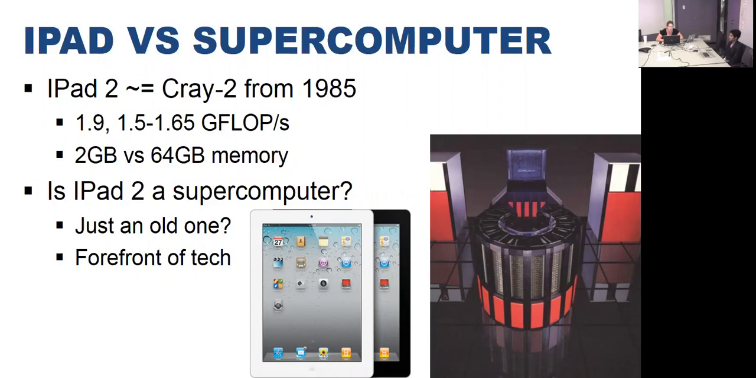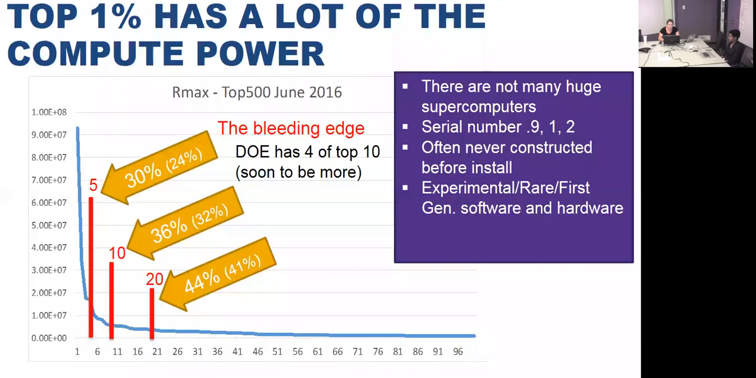It was kind of overwhelming how powerful it was, not just in terms of its flops, which are completely competitive with what this iPad 2 was, but also in terms of its memory footprint. 2 gigs of memory in 1985 was really substantial. But we obviously don't talk about an iPad as a supercomputer. It might even have new and exciting technology in it, but in terms of scientific computing and the bleeding edge of scientific computing, that's not what we think about. We're thinking about what's pushing all aspects of high performance computing technology.